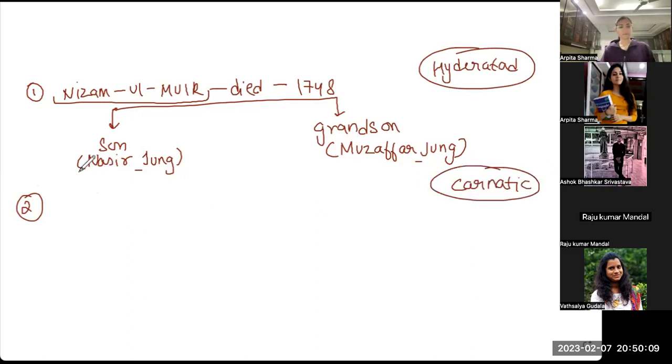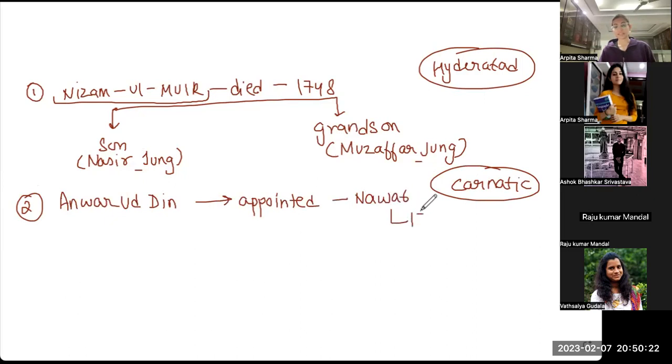What was happening here? Anwaruddin. He was the Nawab of Karnataka, Anwaruddin. He was appointed as the Nawab. He was appointed as Nawab in which year? In 1743. Okay? And he was one of the officers of Nizam ul Mulk. So Nizam ul Mulk basically appointed his officer Anwaruddin as the Nawab of Carnatic region. Clear? Picture is clear so far?